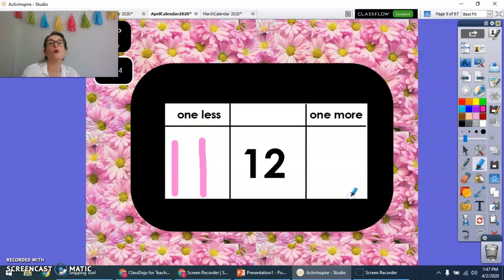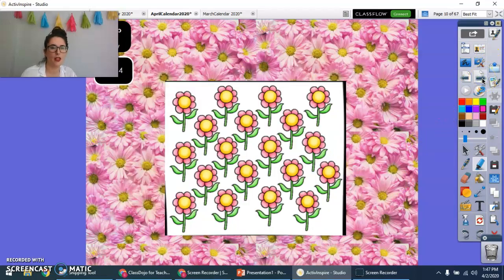Now I need to find out what 1 more than 12 is. What is 1 more than 12? So I'm going to go 11, 12, 13. Yes, 13 is the correct answer. Oh, my 3 looks a little silly there. All right, so 11 is 1 less than 12 and 13 is 1 more than 12. Next question. Here we have our counting question. Go ahead and count the number of flowers that you see, then write the number on your paper.